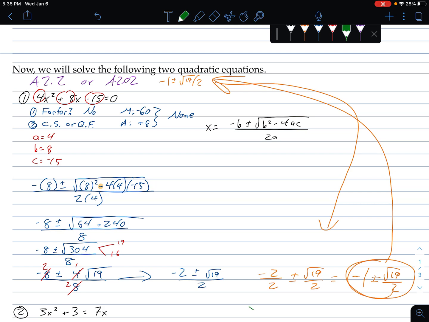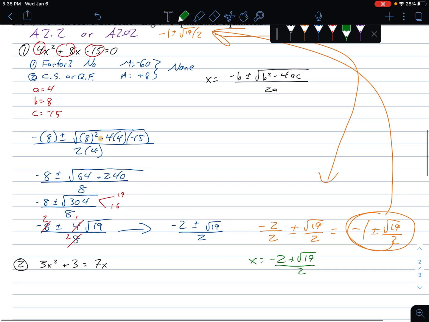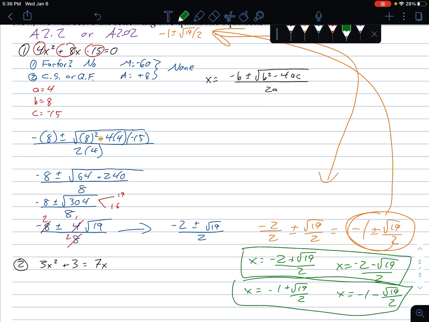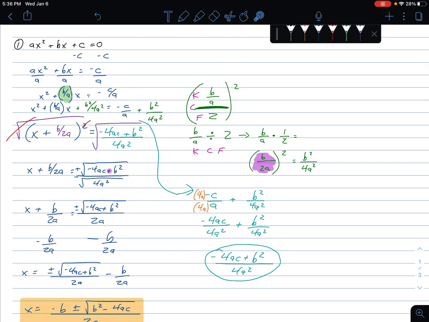I have two results here. One is negative 2 plus radical 19 all over 2, and the other one is negative 2 minus radical 19 over 2. Or in other words, you can write it as negative 1 plus radical 19 over 2, or you can write it as negative 1 minus radical 19 over 2. So these are the same. These are the two answers, and they're just written in two different ways. Okay, so again, quadratic formula is doing complete the square by memorizing a formula versus memorizing steps.